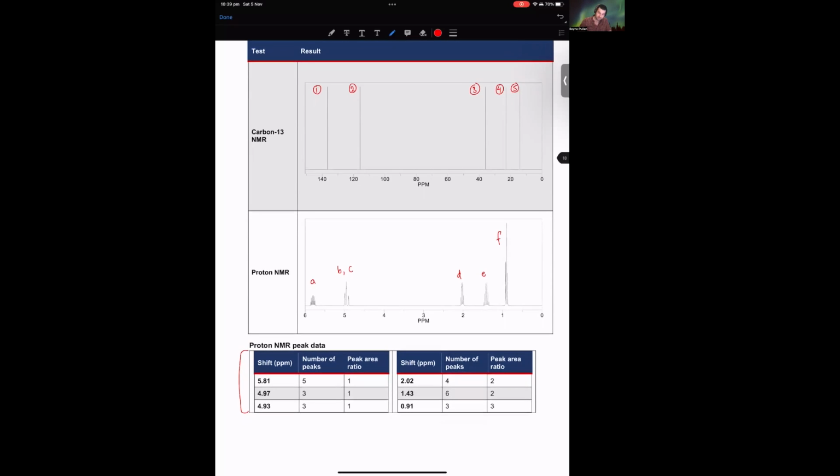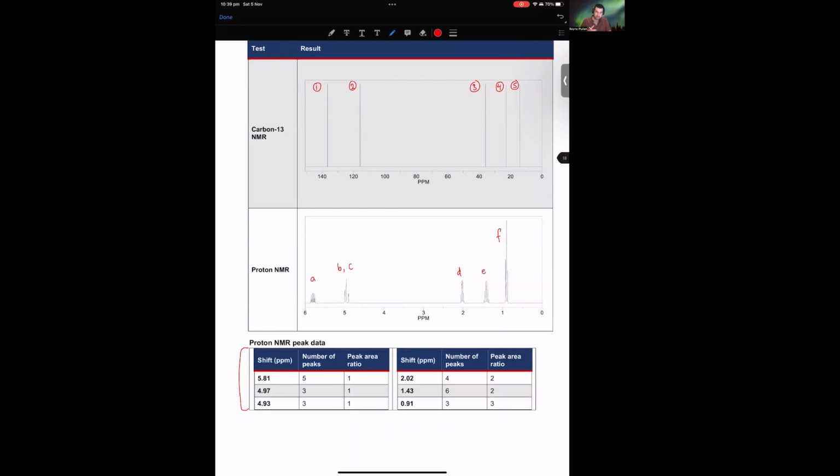With this being said, we can now think about what the multiplicity is, or the ratio of the area within each of these peaks.